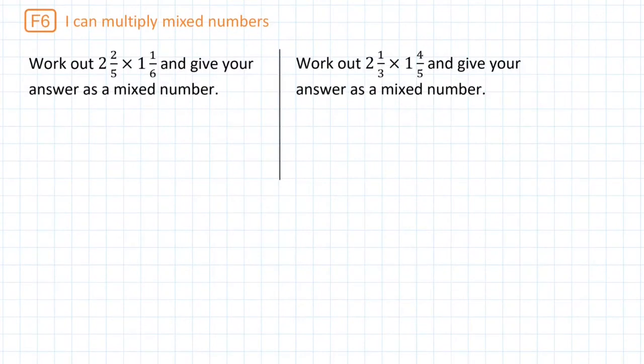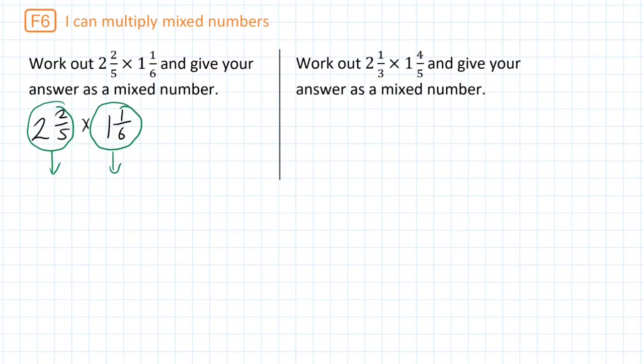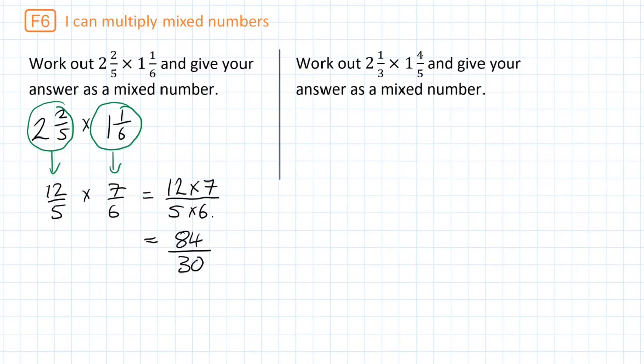Finally, here's an example where we're multiplying 2 mixed numbers together. We convert both mixed numbers to improper fractions. Now we simplify if we can.